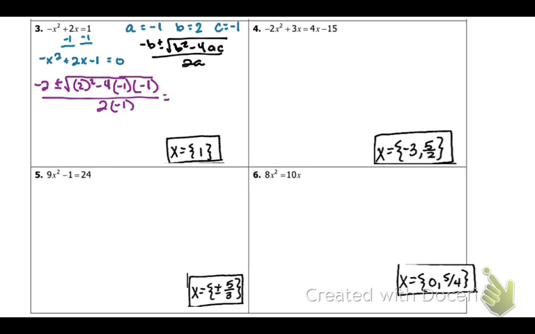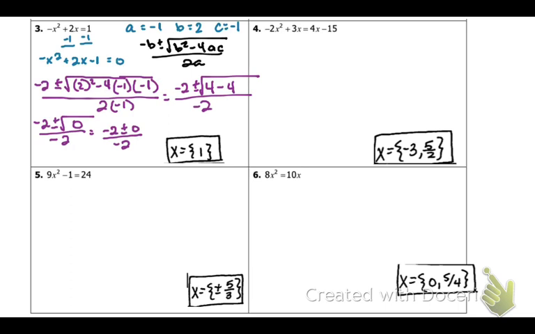So this is going to give me negative 2 plus or minus 4. And then you're going to have your negative 4 times your negative 1 times your negative 1, which is going to give you a negative 4, all over negative 2. But 4 minus 4 is 0. Okay, so negative 2 plus or minus the square root of 0. That's 0, which is going to give me negative 2 plus or minus 0 over negative 2.